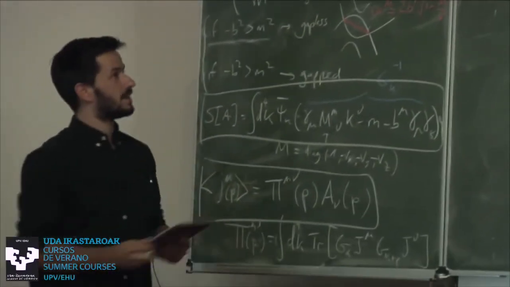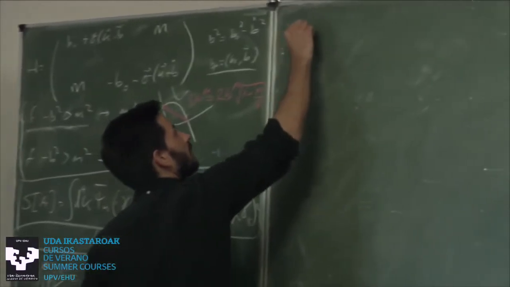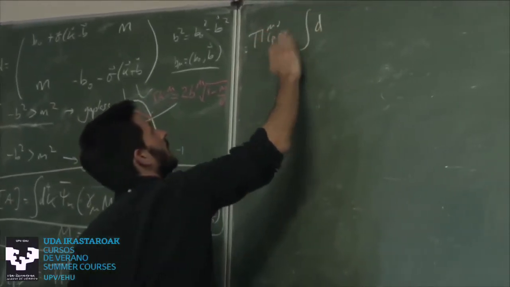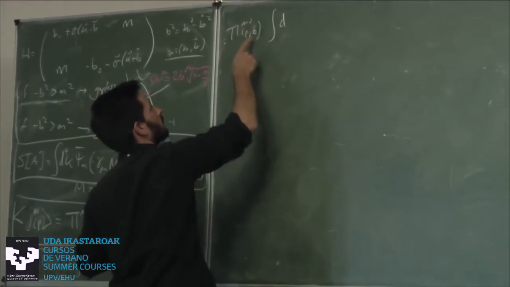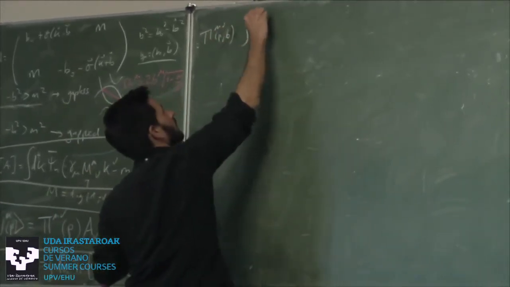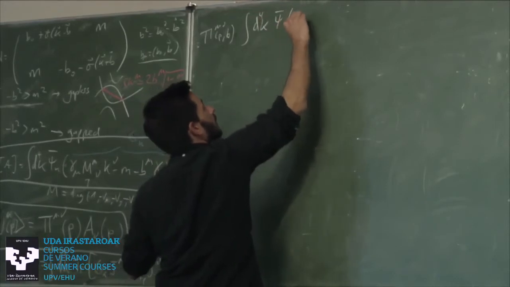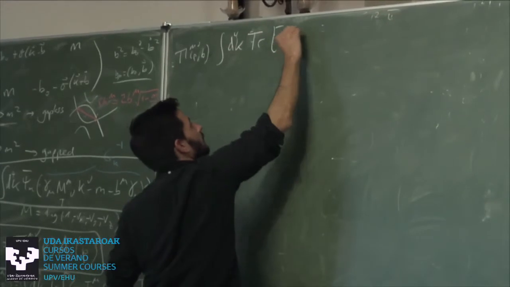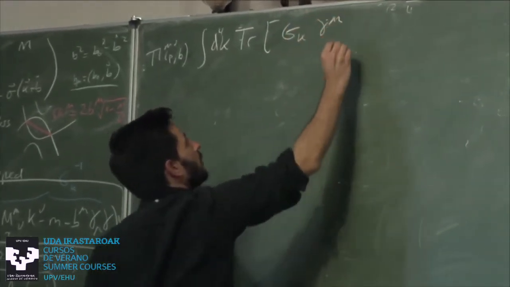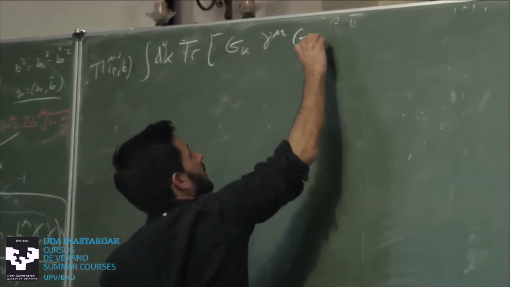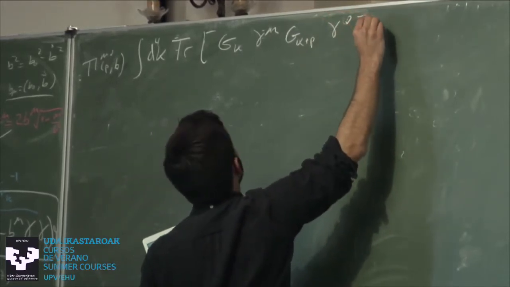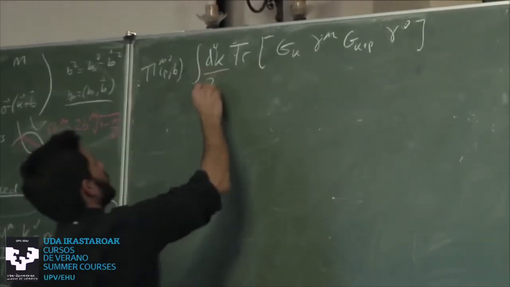I don't know if everybody can see it. I guess so. I can write it again. So it's an integral. It depends on p. Actually, I'm going to say that it depends on b, the vector that breaks Lorentz invariance. So it's the trace of G(k) gamma mu G(k plus p) gamma nu, and maybe like a 2 pi over 4.